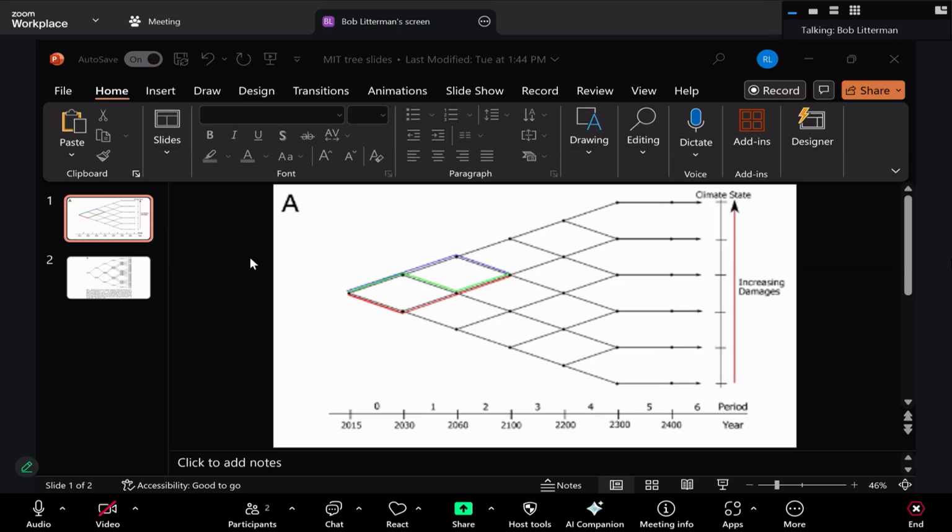So we build a tree structure, as you can see. Time is moving from the left to the right, and we have different periods in this, and then we have nodes that represent what we call the fragility of the environment. And so each of those nodes represents a response in terms of damages to a given level of radiative forcing.